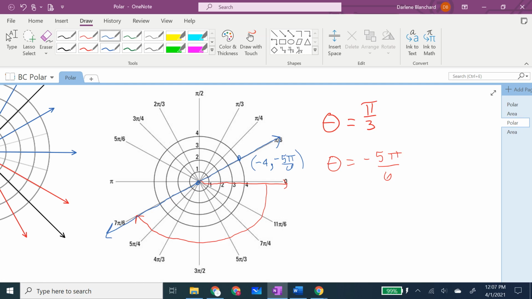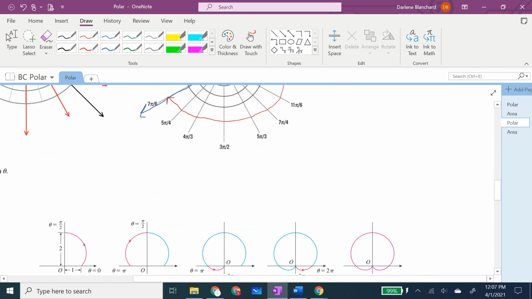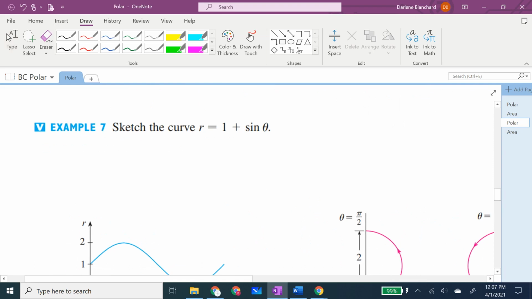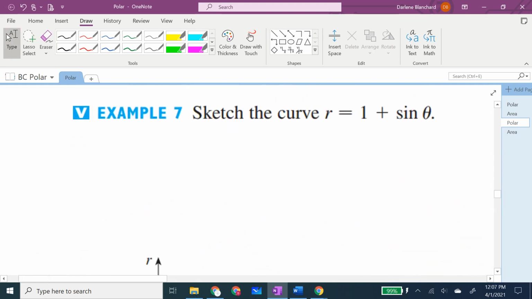So those are basic graphs. If you have just r equals a number, circle centered at the origin. If it's theta equals a number, then you have an entire line. Now, I want to talk to you about how to sketch polar graphs.